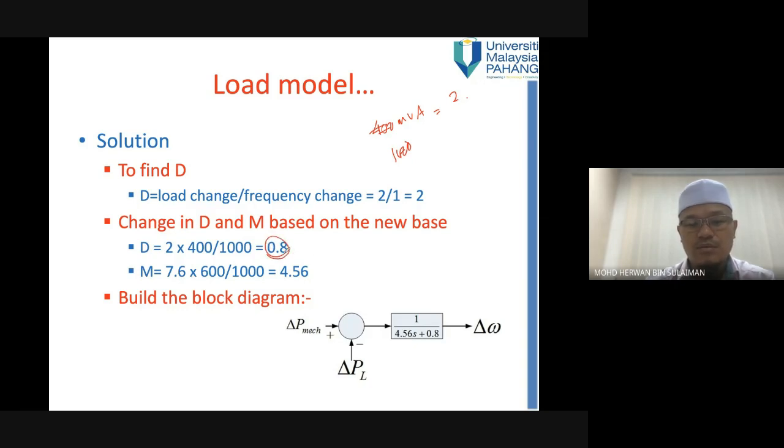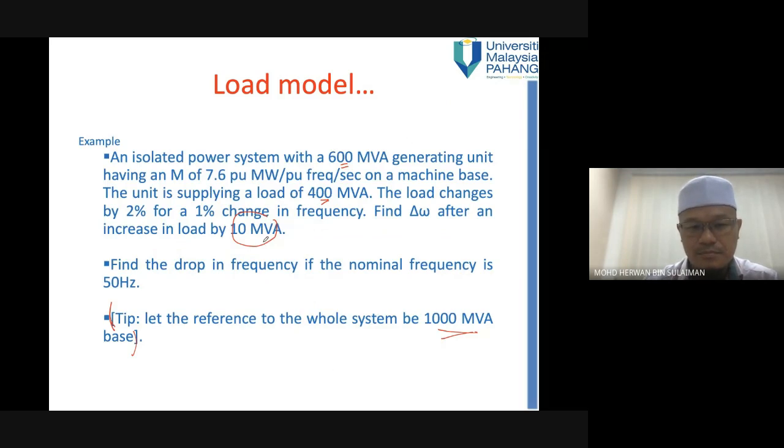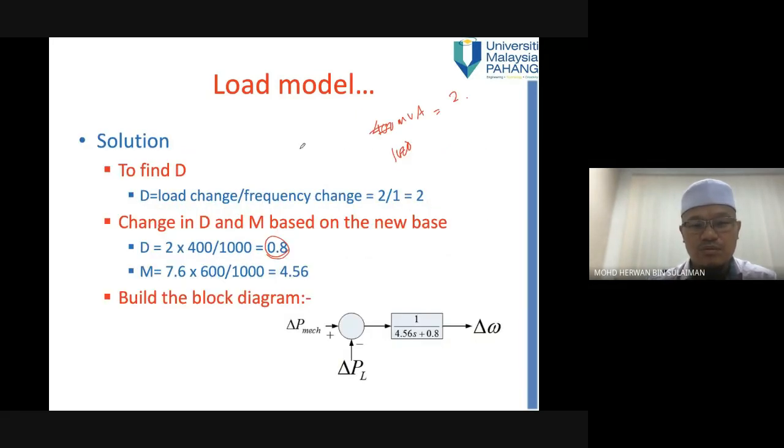Kalau 1000 MVA. Tips, the reference bukan terbalik. Reference dia ialah 1000, tapi sekarang ni your value is 400. Okay, so pada 1000 MVA it is 2, now is 400 MVA berapa? System now is 400, so 400 divided by 1000 times 2, so that's why dapat 0.8. Okay. Sama juga untuk dia punya M, system is 1000, so 600 divided by 1000 times 7, so dapat 4.56.